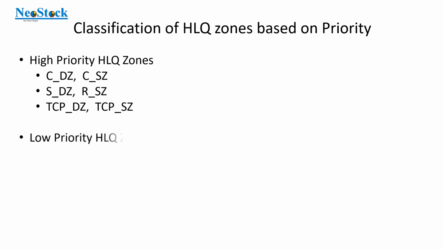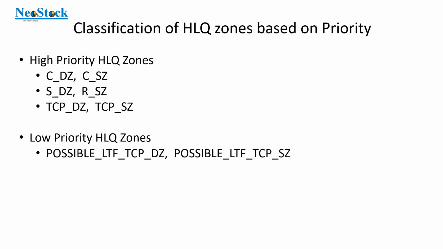And we have low priority high liquidity zones. Maybe the word low priority may not be an appropriate word. The reason I have given it is that, compared with high priority, their priorities are a little lower. So by seeing the word low priority, don't assume they are not good zones. They are good zones. They are high liquidity zones. Compared to the normal zones, their performance is much better, no doubt in that.